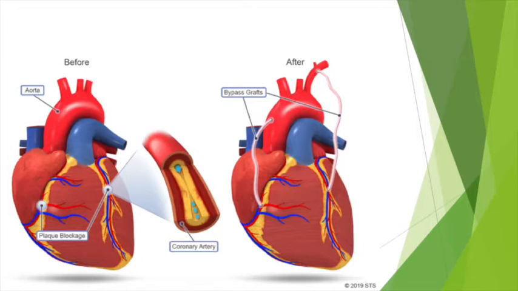One end of the healthy blood vessel is attached to the aorta, and the other end is attached below the portion of the coronary artery that is narrowed or blocked. A bypass graft may be preferred over a stent in certain situations, such as in three-vessel disease. Three-vessel disease refers to blockages in all three of the main coronary arteries: the right coronary artery, the left anterior descending artery, and the left circumflex artery.